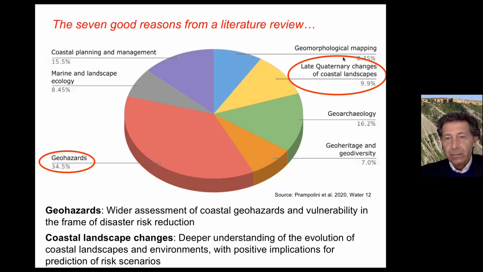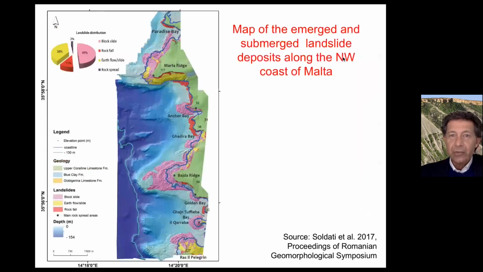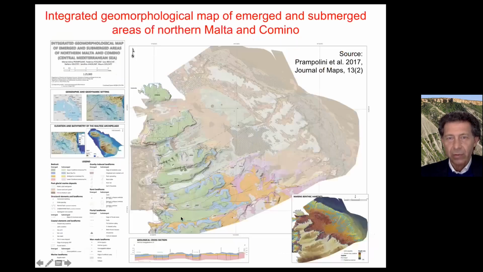So after this literature review, we tried to make our own map of landslides. So this is the map of the emerged and submerged landslide deposits along the northwest coast of Malta, where you see the minus 130 coastline of the LGM, and you see the present coastline here. The plateau, here is the amusement park. And we mapped all the landslide deposits that you see are very well developed all around the coast.